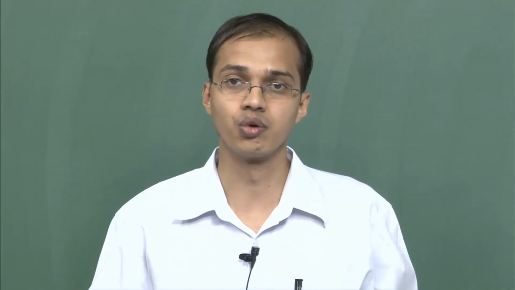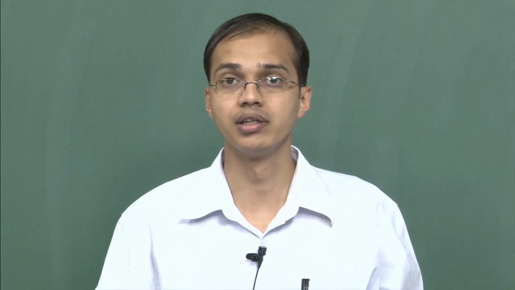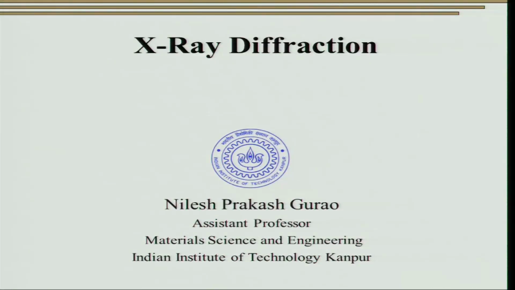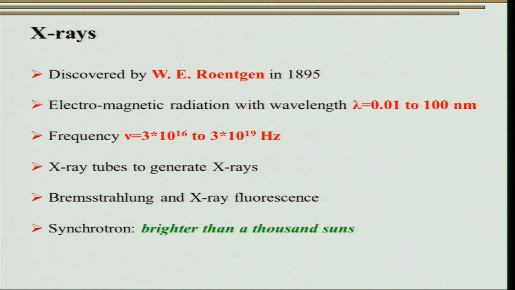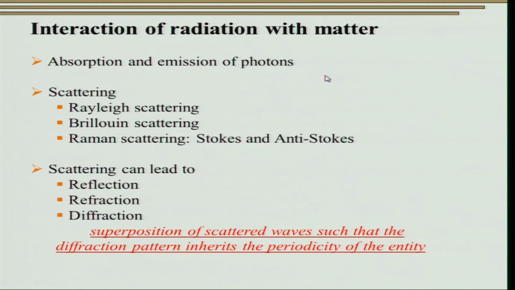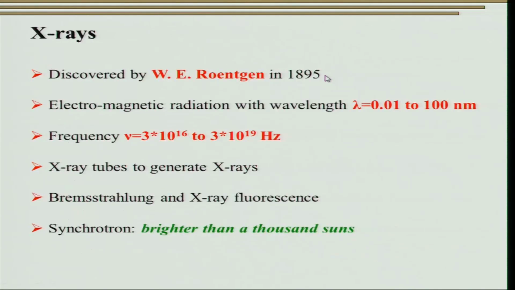So, let us first go back and have a look at the basics of X-ray diffraction. All of us are aware that X-rays were discovered by W.E. Rontgen in 1895. X-rays, as we are aware, are electromagnetic radiation with wavelength of the order of 0.01 to 100 nanometer and frequency of 3 × 10^16 to 3 × 10^19 hertz.